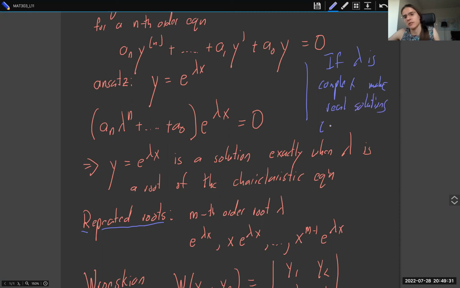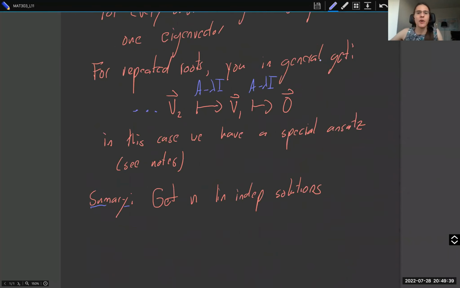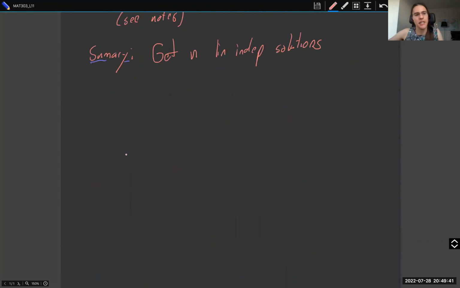See notes. So that's a bit involved, but I'm just going to gloss over that. And then what about inhomogeneous systems? Let's see, how am I for time? Oh, I actually have 10 minutes. I don't think I'm going to use the 10 minutes. I'm not going to say that much.